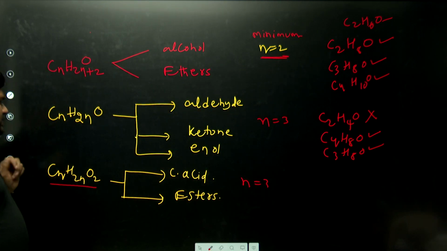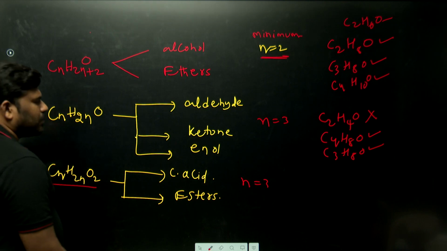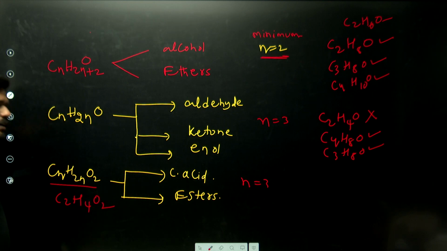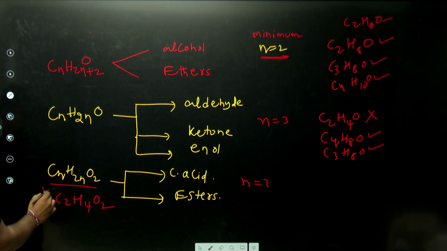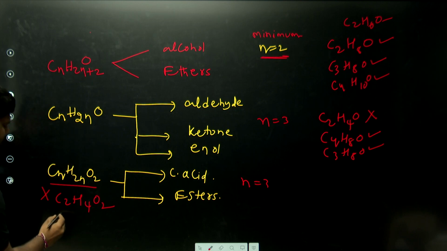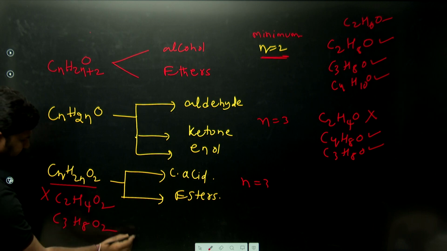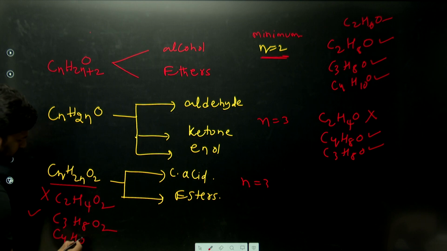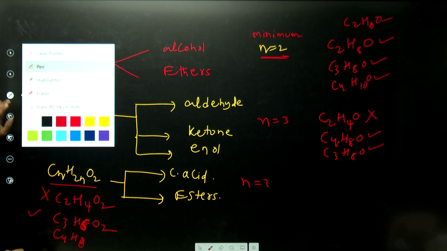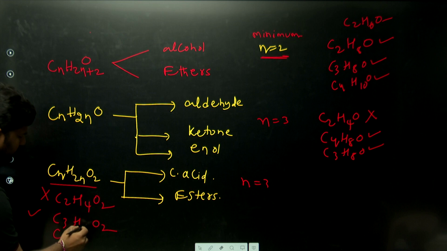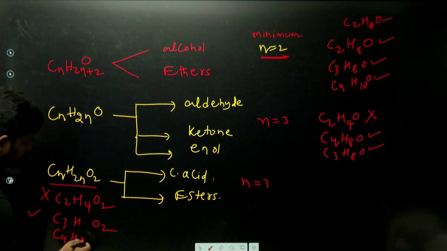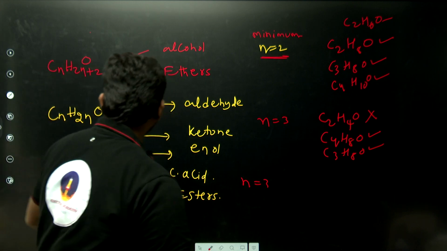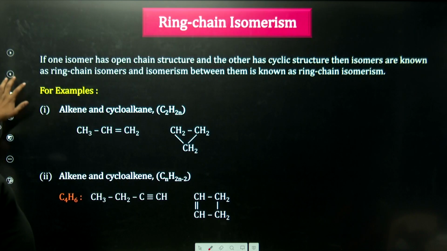Now come to the carboxylic acids, CnH2nO2. Ester formation needs a minimum of 3 carbons. For example, here I am taking C2H4O2. We can write the carboxylic acid by using this, but we cannot write the ester. That's why it cannot form the positional isomerism. So C3H6O2, 3 2s are 6, here possibility is there. These are called the functional isomers. Functional isomerism, right.